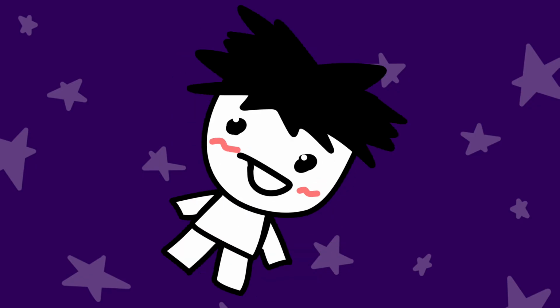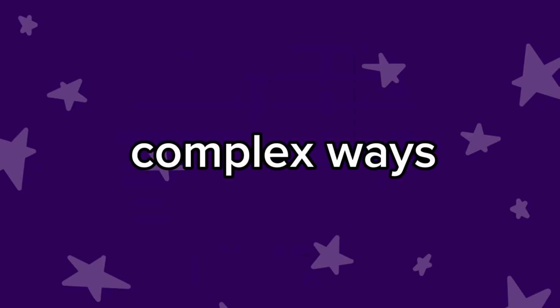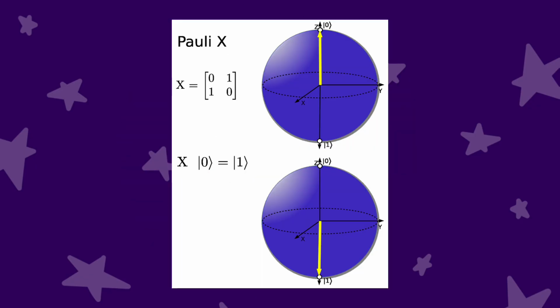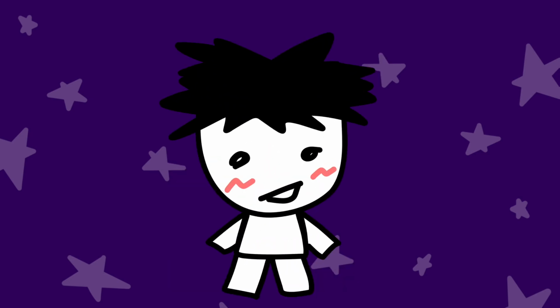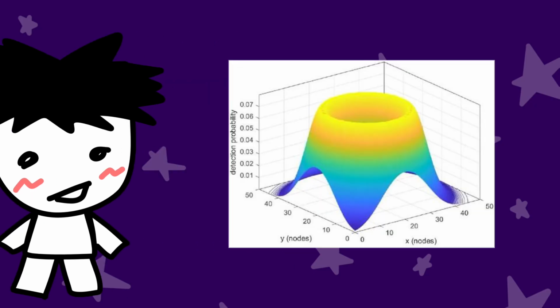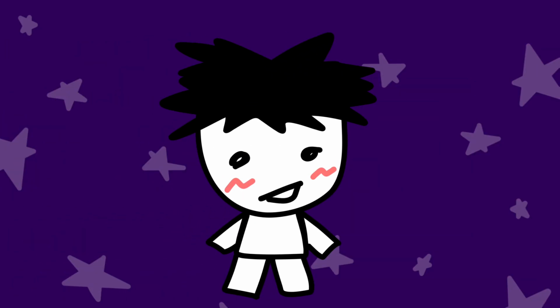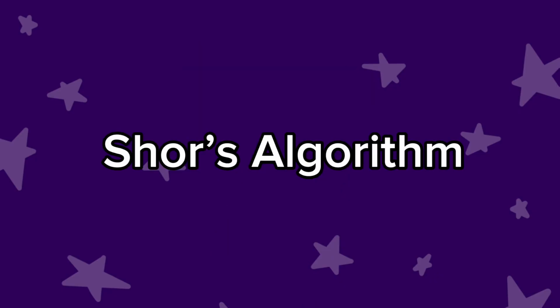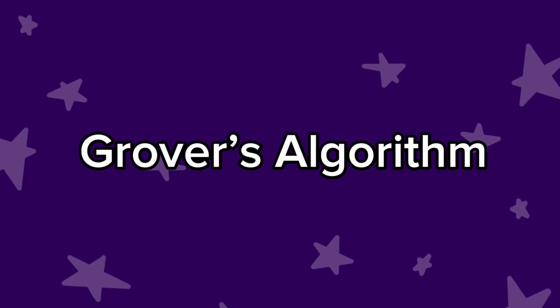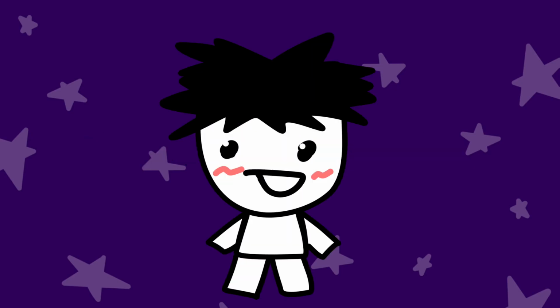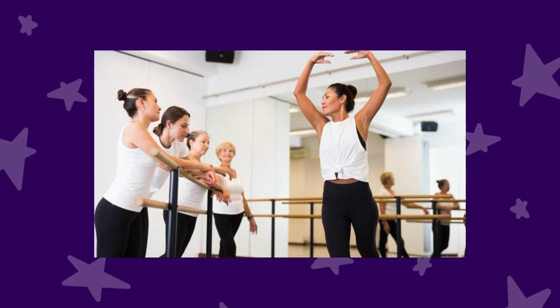Quantum gates also rotate qubit states in complex ways, using gates like the Pauli X gate, Pauli Y gate, and the Pauli Z gate. These operations allow quantum algorithms to carefully manipulate probability amplitudes, amplifying correct answers and canceling incorrect ones. This is how famous algorithms like Shor's algorithm for factoring large numbers and Grover's algorithm for searching databases achieved their speed advantages. Think of quantum gates as the choreography of quantum computing.